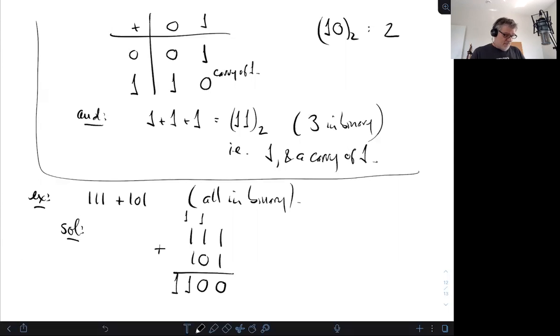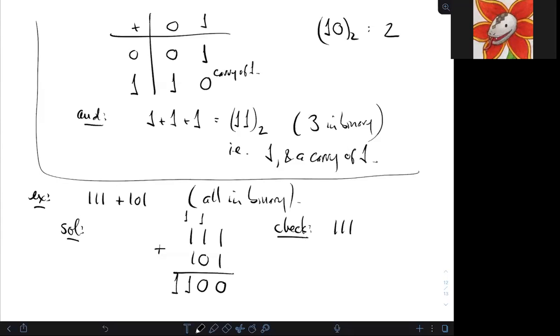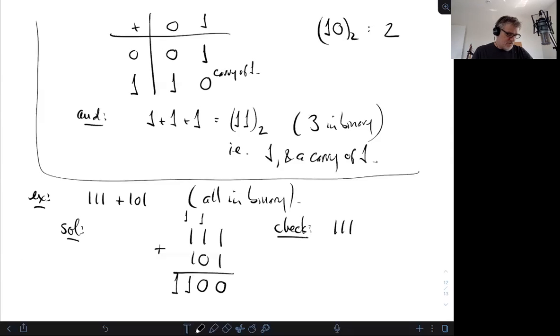Okay, let's check. What is 1, 1, 1 in decimal? If you convert this to decimal, this is 7: 2 power 2, 2 power 1, 2 power 0. This is 7. 1, 0, 1 is 4 plus 1, which is 5. And the result, 1, 1, 0, 0, is 12. That works out, right? It's 8 plus 4. Okay, so that's all good.